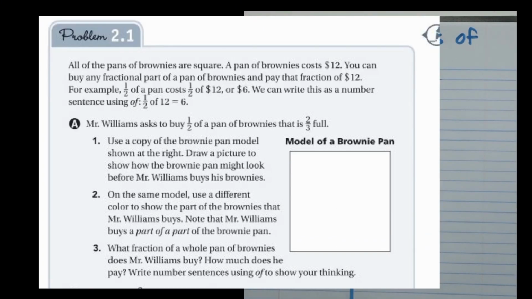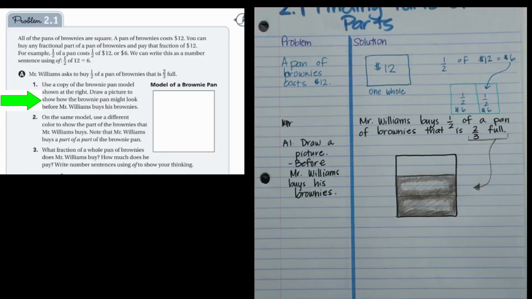Here's our first problem. All of the pans of brownies are square. A pan of brownies costs $12. You can buy any fractional part of a pan of brownies and pay that fraction of $12. For example, half of a pan costs half of $12 or $6. And you could write this as a number sentence using of. So half of 12 equals 6.